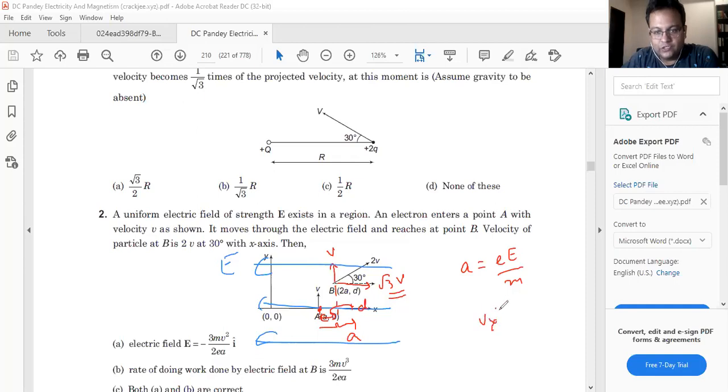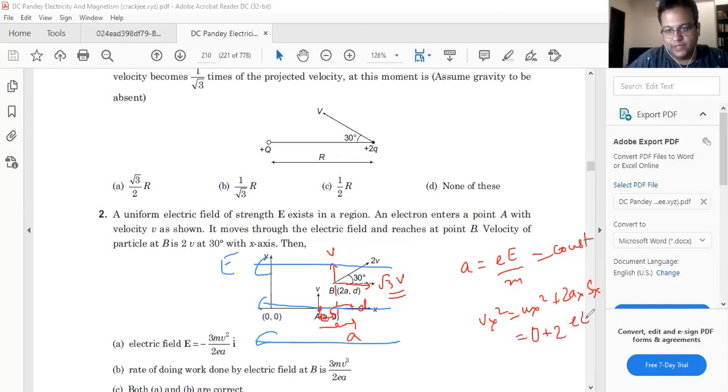So I can use Vx square is equal to Ux square plus 2 Ax into Sx. Along x we are using this. Why am I able to use this? Because it is a constant acceleration motion. Initial velocity was 0, acceleration we know is eE by m, and displacement along x is d. So velocity along x comes out to be root 3 v, and squaring it gives 3v square.